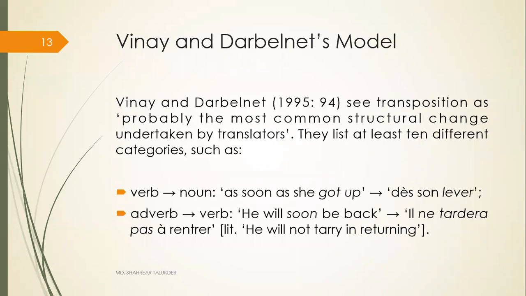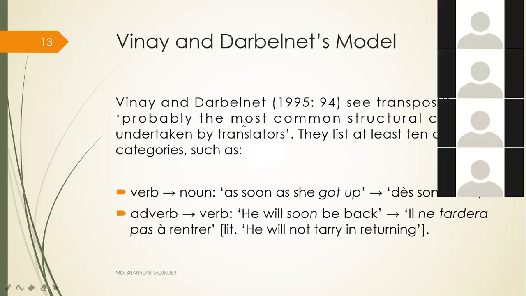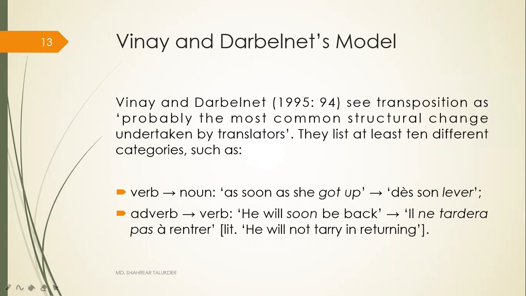Now, Vinay and Darbelnet see transposition as probably the most common structural change undertaken by translators. So that is the most common way, the transposition. That is very common, obviously. When you translate, you change the structure very frequently, because if you want to keep the structure as it is in the source text, sometimes there is a possibility that you will not be able to translate it properly, and the meaning will not be conveyed to the readers.